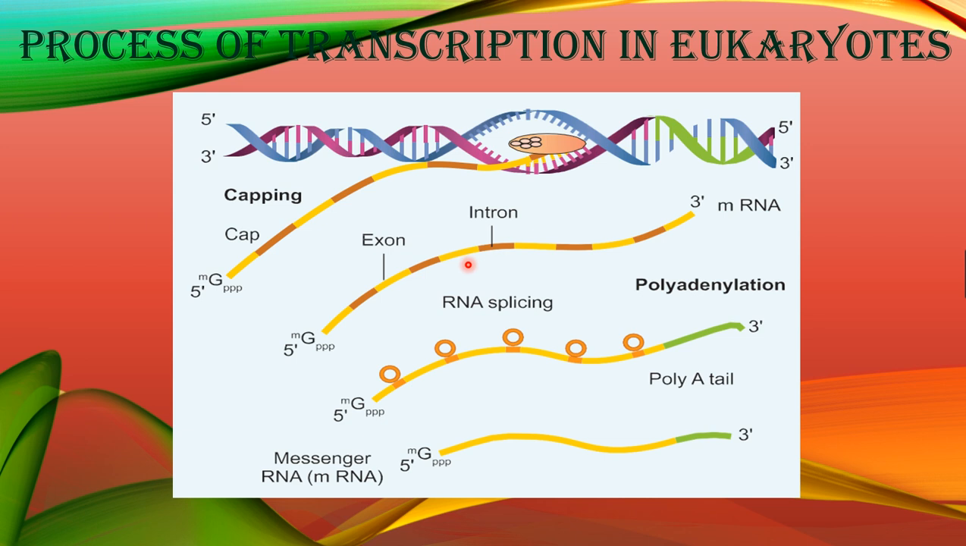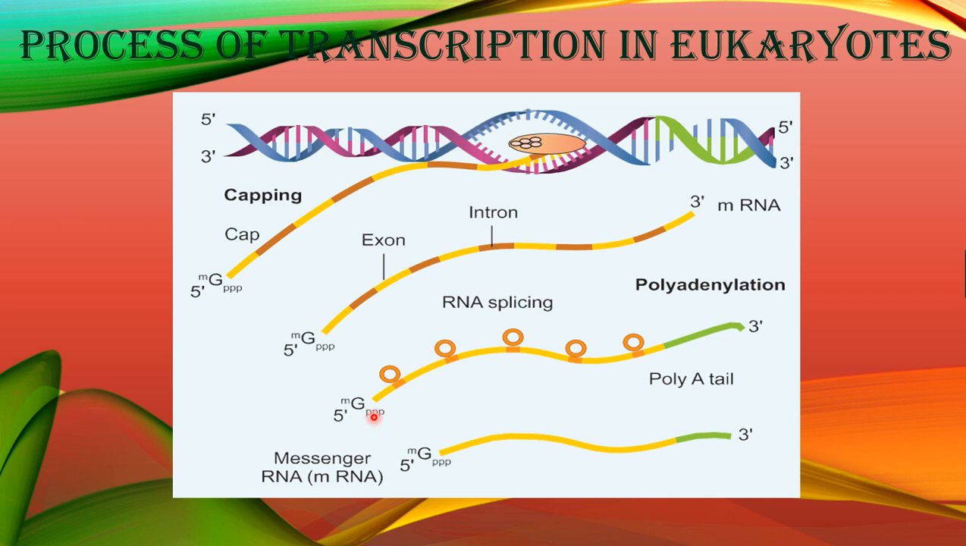Three important events occur. Exon and intron are formed. Exon is the coding sequence, intron is the non-coding sequence, and this non-coding intron is not required. So they are spliced out, removed. Here, this red color is intron. These red introns are non-coding sequences, they are spliced out, removed.